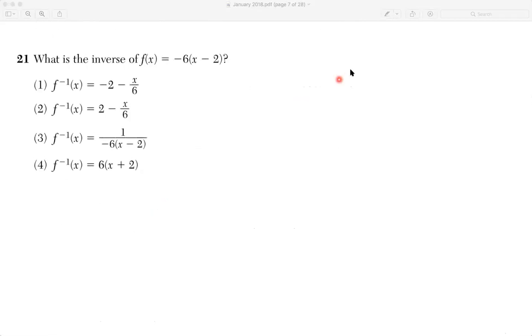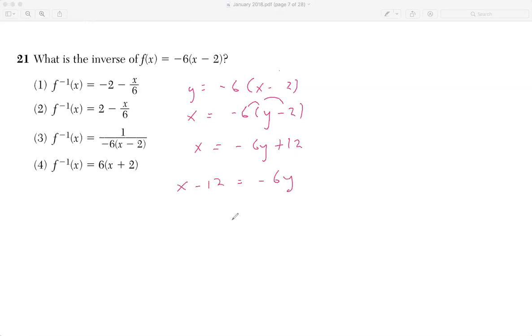21, what is the inverse? Let's do this one really quick. We'll do y equals -6x minus 2. Change the y's and x's. x equals -6y minus 2. You can distribute this. Subtract 12 from both sides. Divide both sides by -6. Change y to f inverse notation. It's -x over 6 plus 2. Answer is choice 2.